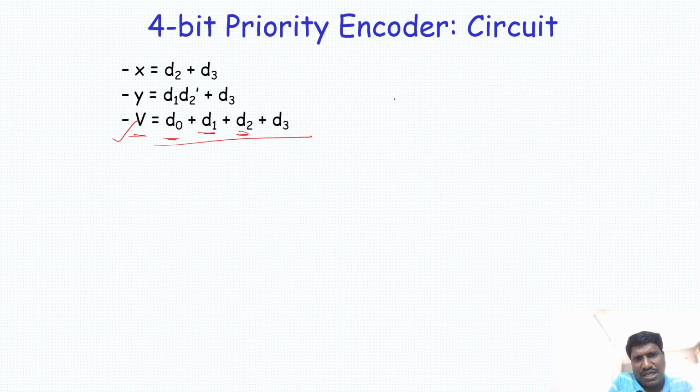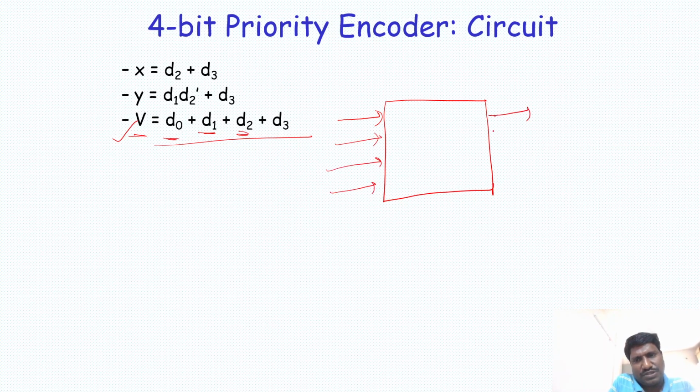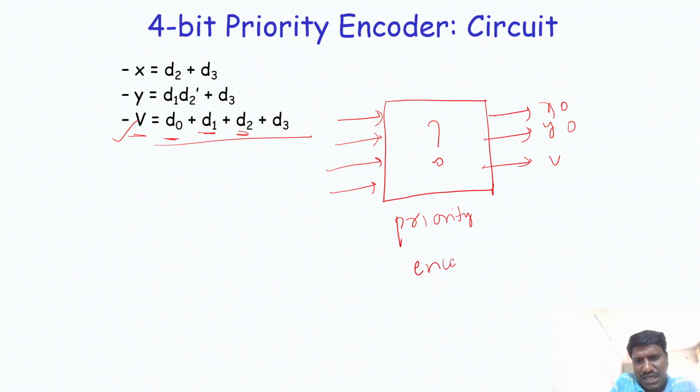So far we know the priority encoder. A priority encoder has 4 inputs and 3 outputs. What are the 3 outputs? X, Y and the valid output. Why the valid output? If the output is 0, 0, is it valid or not? We need to find that based on whether D0 is 1. So what is this block? What we are writing is a priority encoder. I need to investigate what is there in this box.